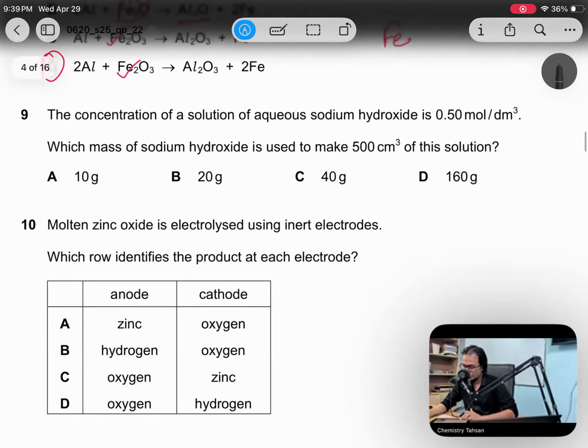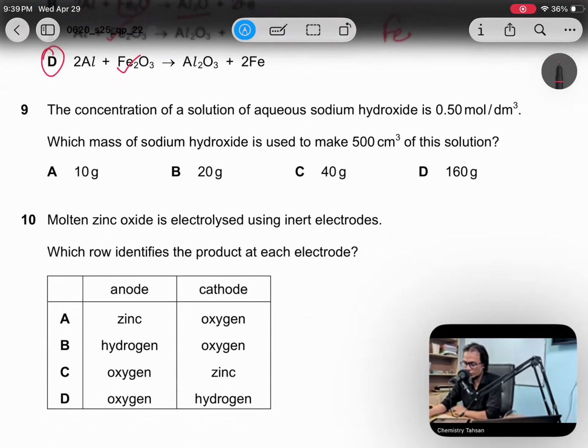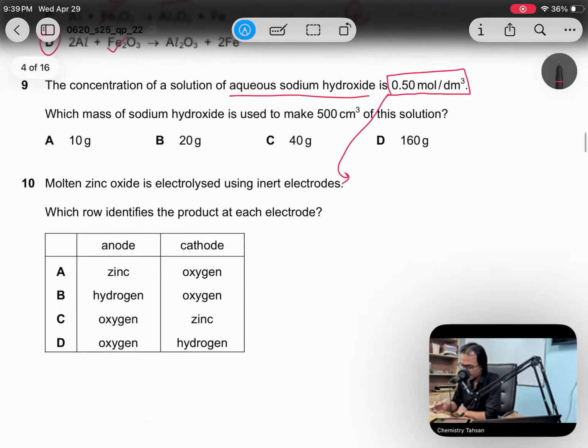So number 9, the concentration of a solution of aqueous sodium hydroxide is 0.5 mole per dm cube. So this is aqueous sodium hydroxide. Which mass of sodium hydroxide is used to make 500 cm cube of this solution? So you need to understand one thing from this. This is the concentration they're asking for. So if we write, you see 0.5 mole per dm cube. What does it mean? To make 1000 cm cube of solution, you need exactly 0.5 mole. So 0.5 mole per dm cube means 1000 cm cube contains 0.5 mole.